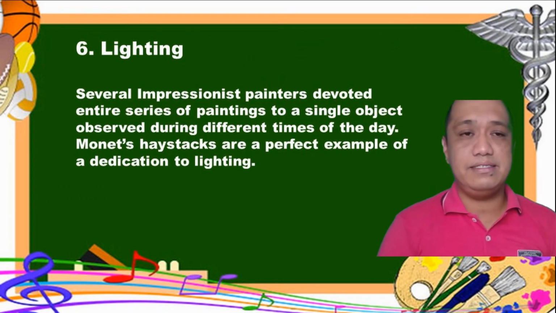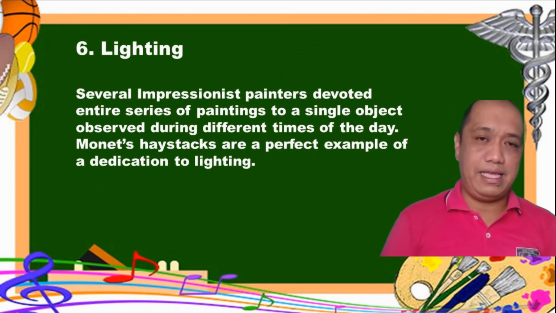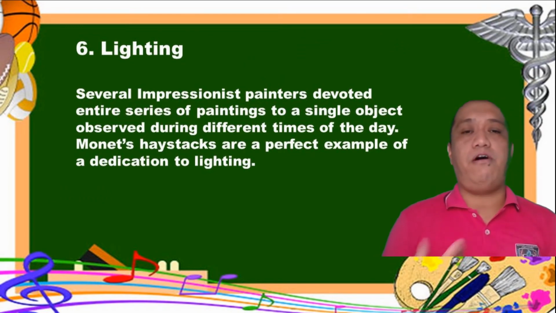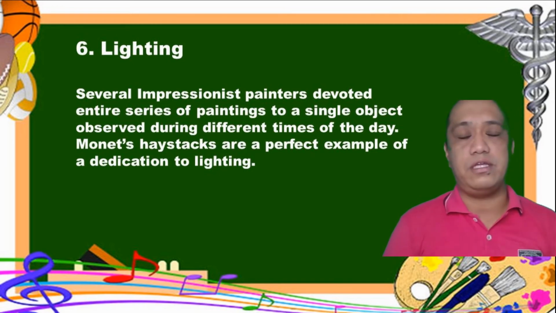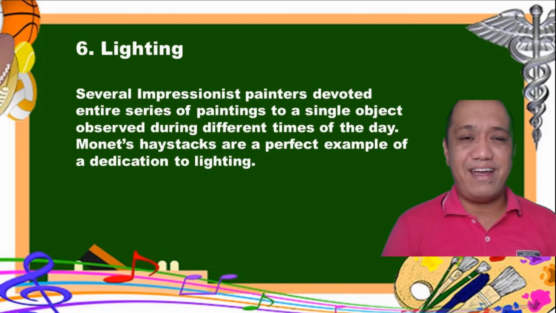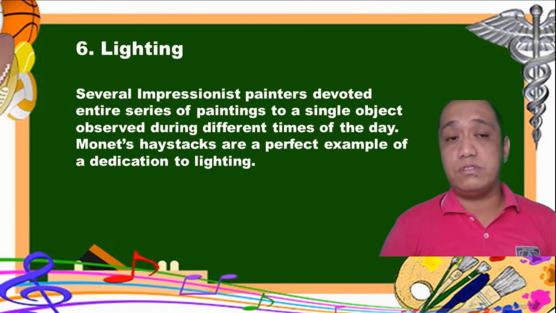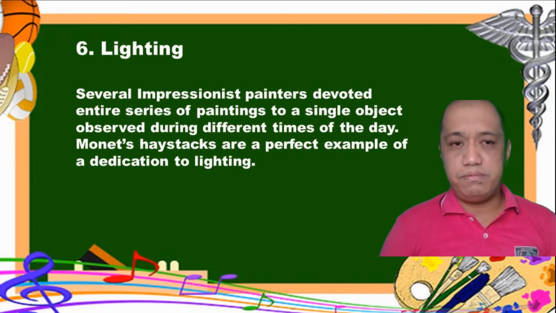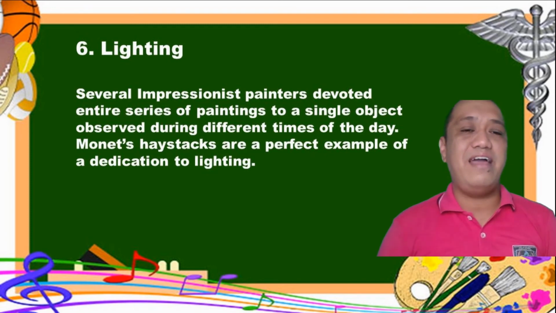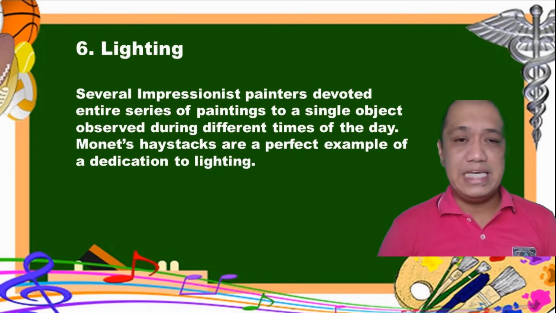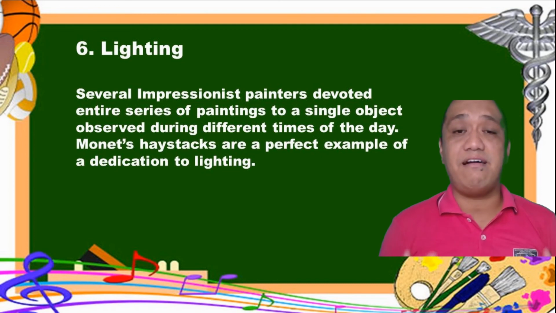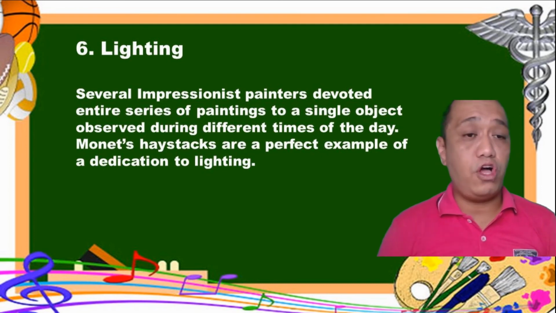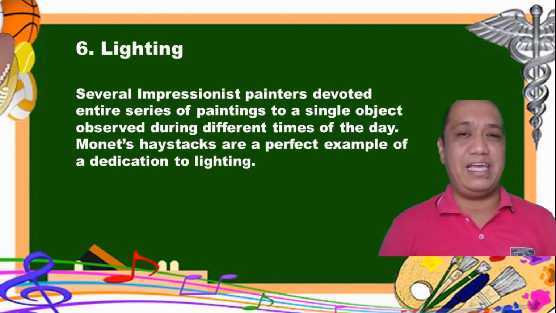And lastly, lighting. In Impressionism art, lighting is very important. Several Impressionist painters devoted entire series of paintings to a single object, observed during different times of the day. One of these is Monet's haystack series. These are the perfect example of a dedication to lighting.